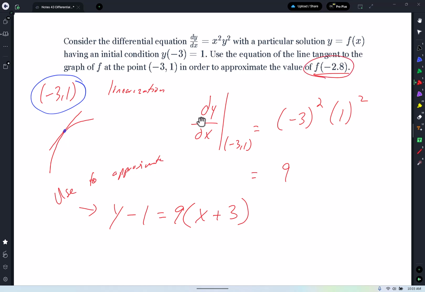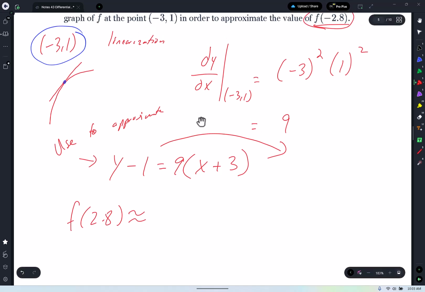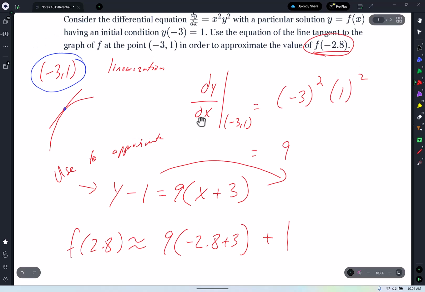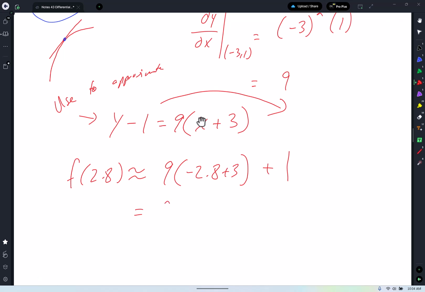So what am I going to do? I'm going to move the 1 to the other side. f of 2.8 is approximately, I'm going slow, guys, 9 times (negative 2.8 plus 3), plus 1. Supposedly, we should be able to do this without a calculator. If you have a calculator, what's the point of approximating? You can just plug in the actual point. So let's see if we can do this without a calculator. 9 times 0.2, I believe, plus 1. 9 times 0.2 is 1.8, plus 1. So there it is. That's my approximation.